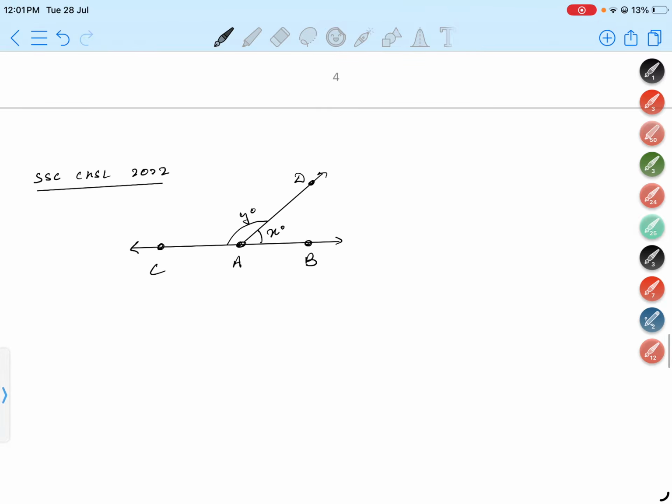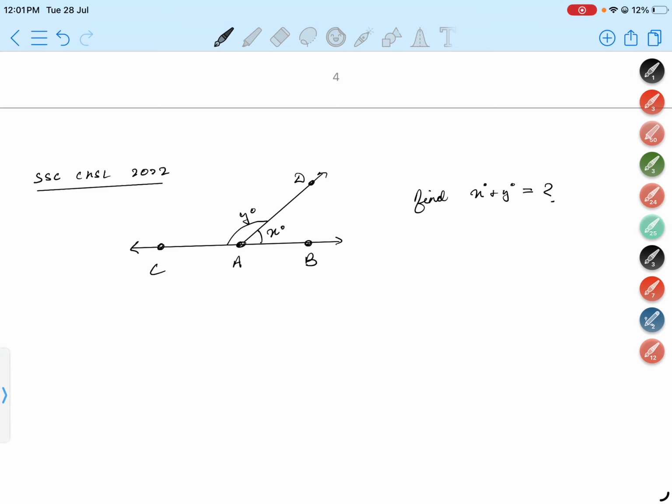And if I ask you, find the measure of X plus Y, that is X degree plus Y degree, how much will it be? So for all of those who are watching the video, I would like you to pause the video and then comment down what the answer to this question will be. I hope that you are done with it, so I'll solve it for you.